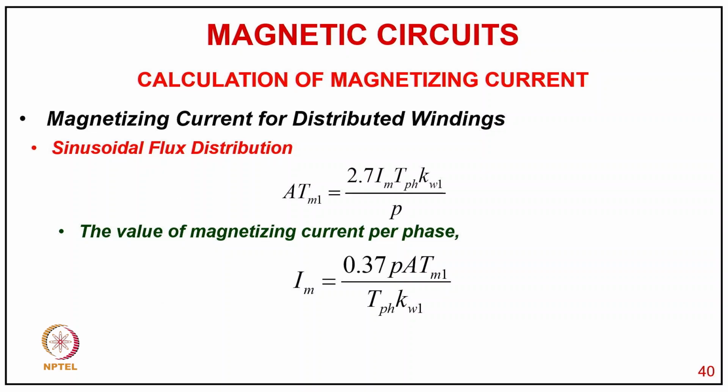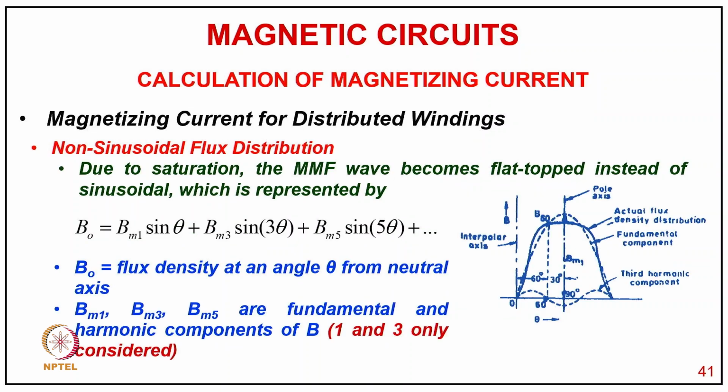You can call it like this. ATm1 is 2.7 Im TPH into Kw1 upon P, and the value of magnetizing current per phase is Im equal to 0.37 into P ATm1 divided by TPH Kw1. So now coming to the magnetizing current calculation for distributed winding.